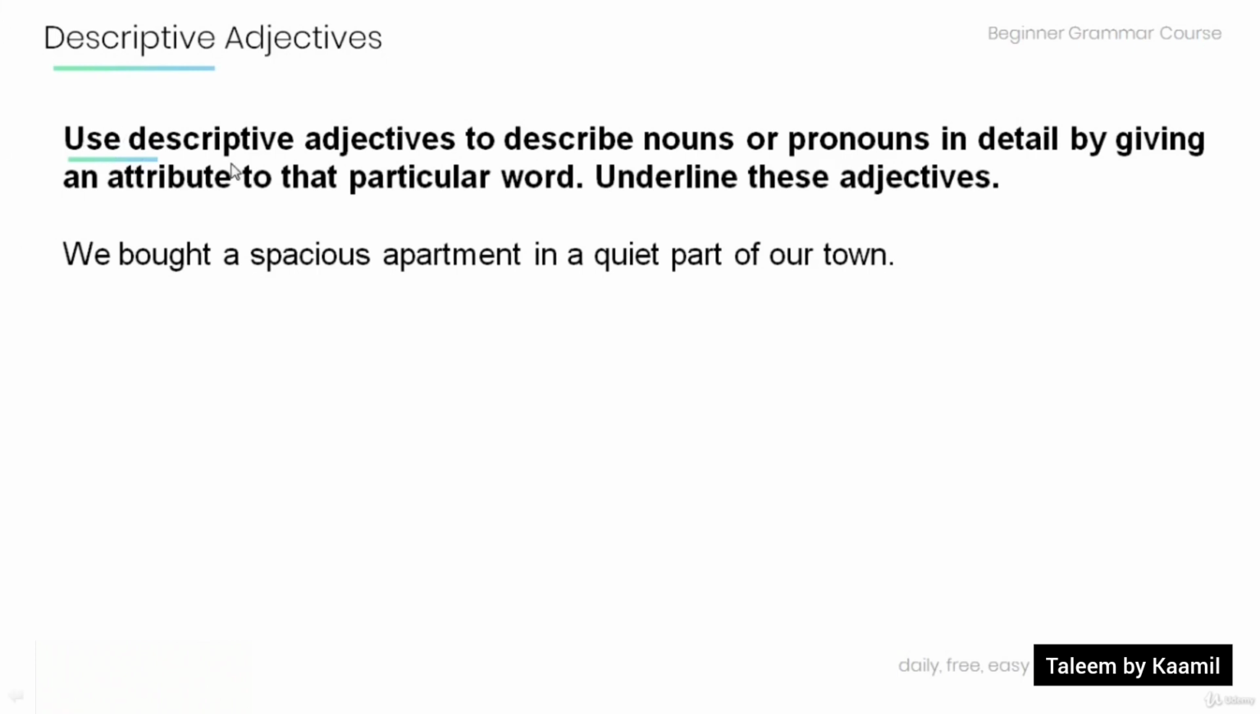Remember that we use descriptive adjectives to describe nouns or pronouns in detail by giving them an attribute to that particular word. Read the following sentence and underline these adjectives. We bought a spacious apartment in a quiet part of our town. Spacious, quiet.